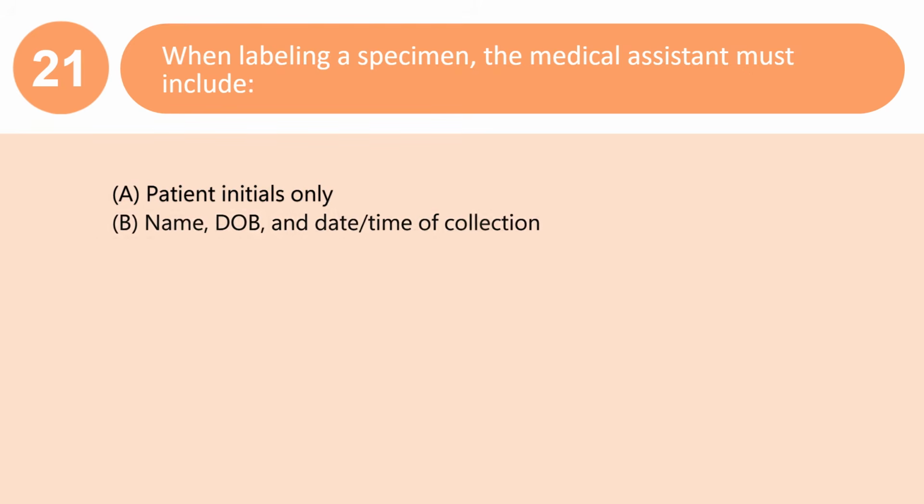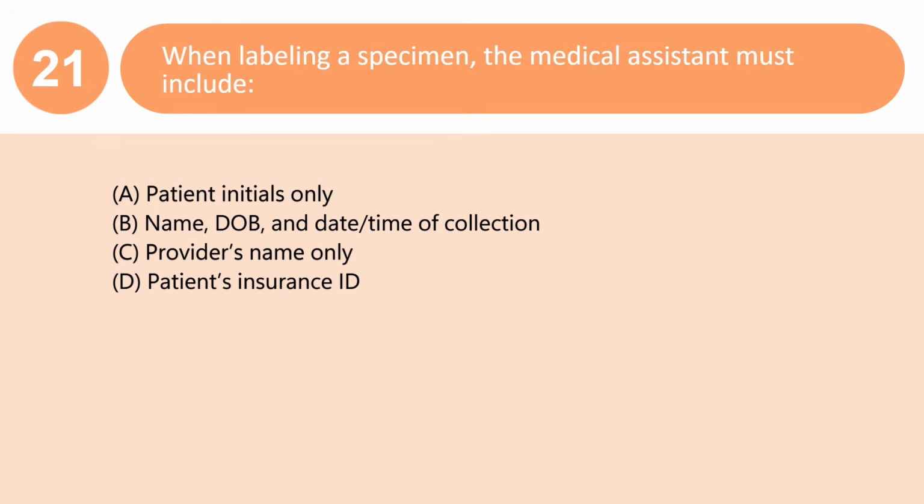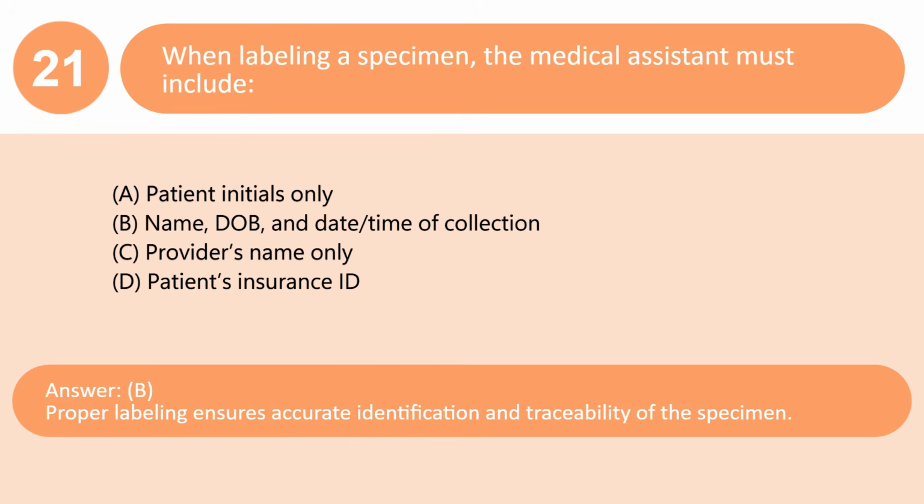The radial artery is the most accessible site for routine adult pulse assessment. When labeling a specimen, the medical assistant must include A. Patient initials only. B. Name, DOB, and date/time of collection. C. Provider's name only. D. Patient's insurance ID. Answer: B. Proper labeling ensures accurate identification and traceability of the specimen.